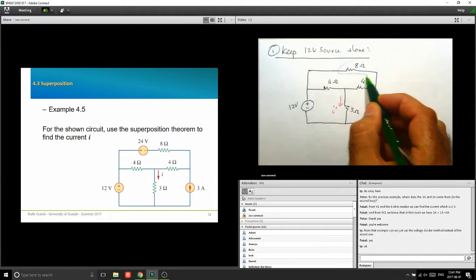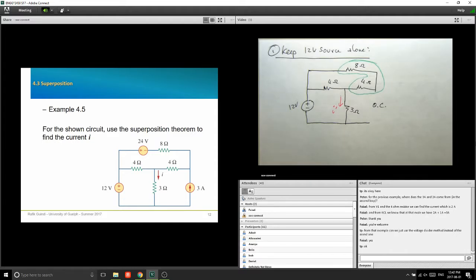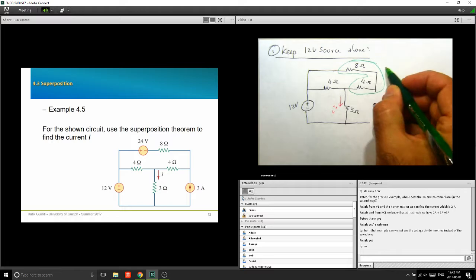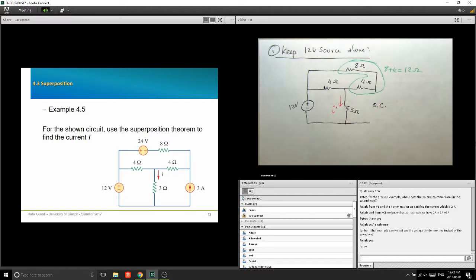So you have, look at these. Can you see what they are? What's that? They're in series, right? That's 8 plus 4, 12 ohm. And your circuit now is going to look like this. 12 ohm here, 4 ohm here. My 3 ohm is there, and my source is there. What else do you have?